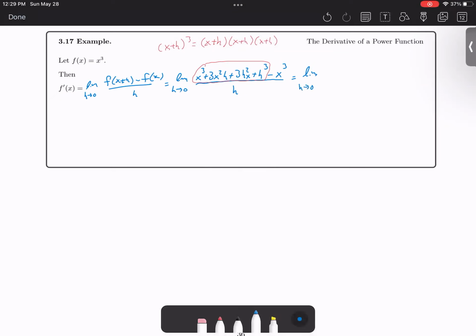H goes to 0. Cancellation in the numerator, my x cubes are gone. And let's go ahead and factor out that h as well. You're left with a 3x squared plus a 3hx plus an h squared. Your h's cancel. You're left with a derivative, which is the limit as h goes to 0 of 3x squared plus 3hx plus h squared. When you send h to 0, you get 3x squared. Right, so that's using the limit definition of the derivative.